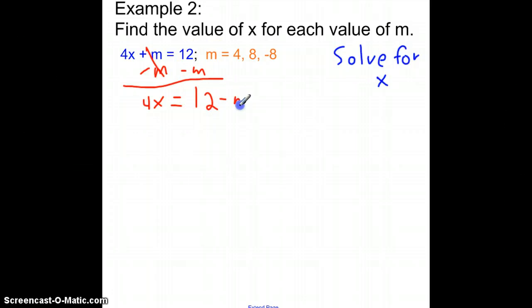There's really nothing else we can do with that. Right? We can't combine 12 and m. They're not like terms. So we just leave it as 12 minus m. Now, we almost got this x all by itself. We have 4 times x. So let's do some division there to free up the x from the 4. We'll divide both sides by 4.